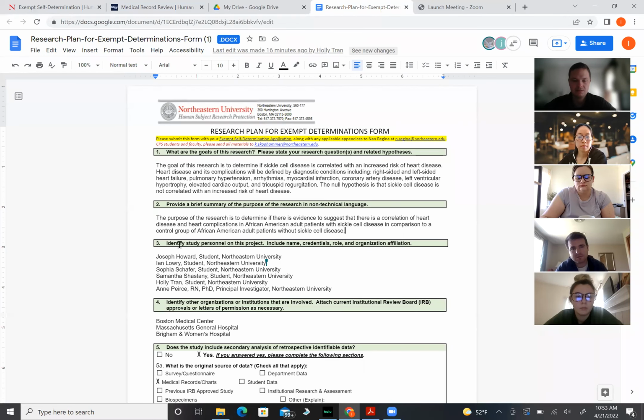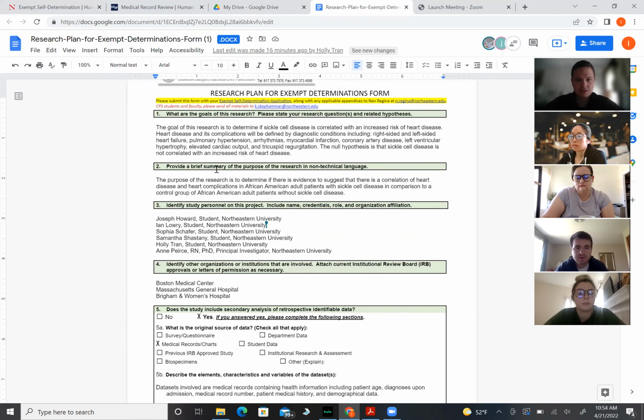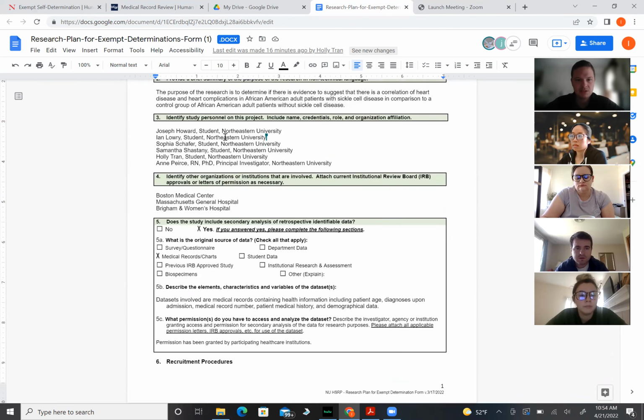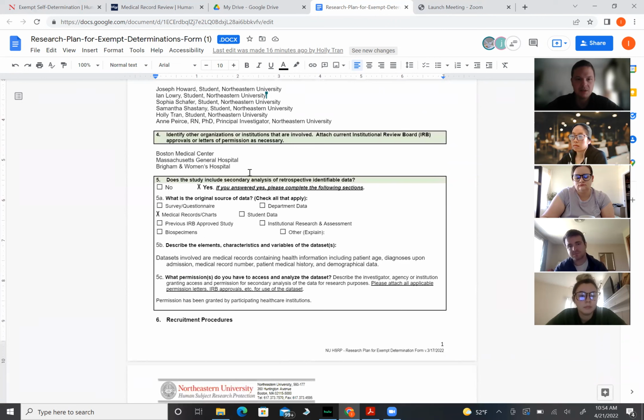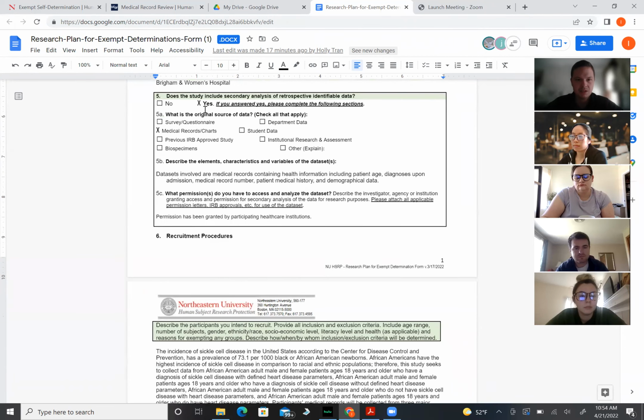The second form is, okay, we've said this research qualifies for exempt determination. How are you going to carry this out, team? So this is that form. We start off with the goals of the research, a summary of the purpose, the research team, and identifying other organizations that are involved. This is an important piece in our study because these are the hospitals that we would be soliciting the records from. And then it has a category for what data source we're going to be using for secondary analysis, which is medical records and charts.